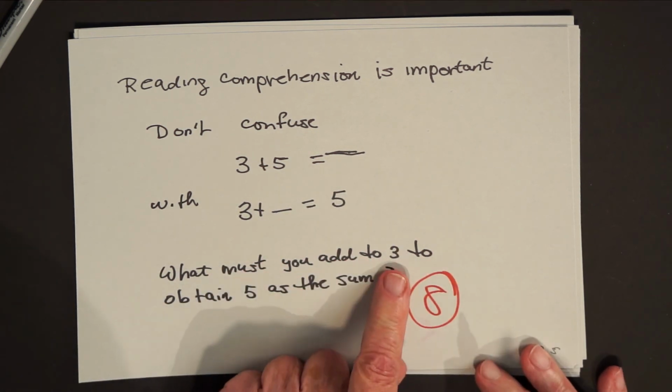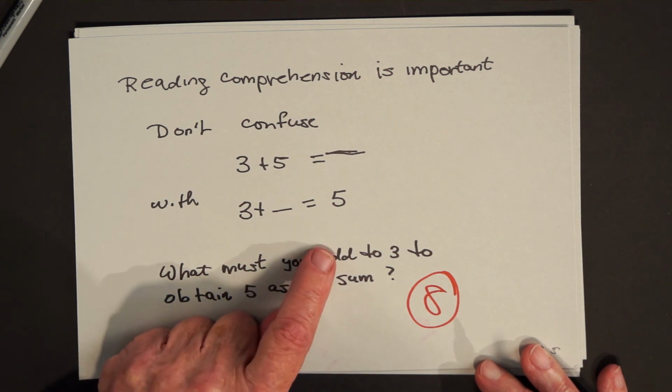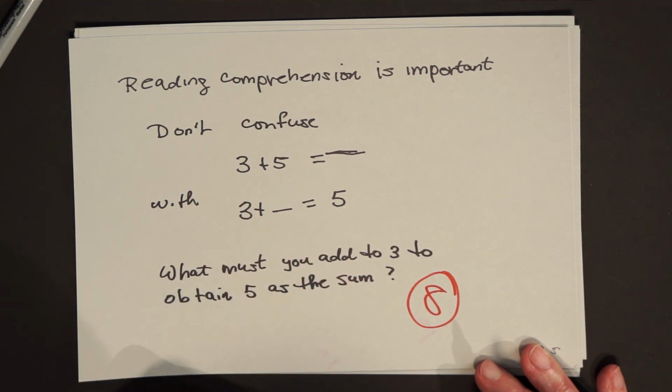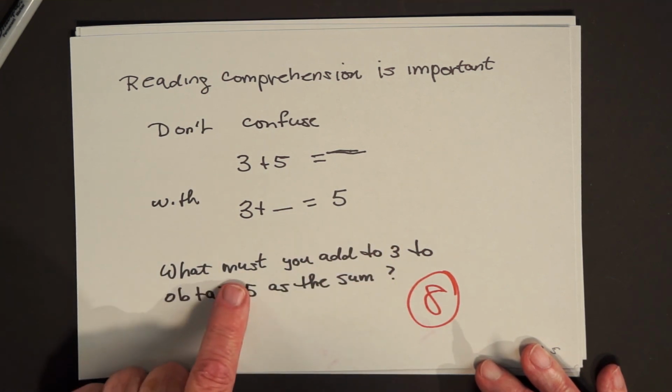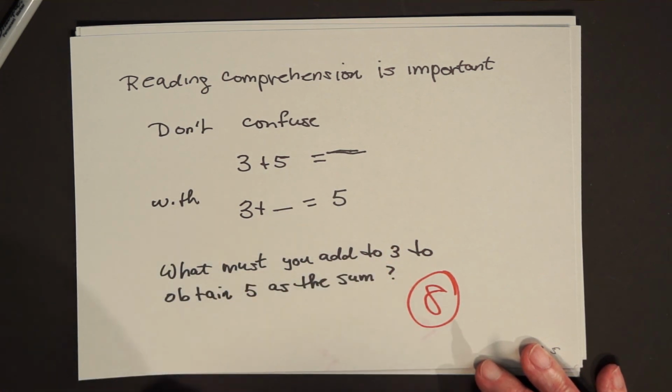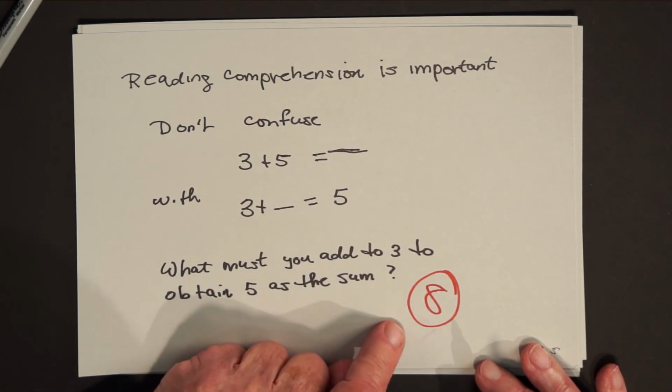Because the only 2 numbers they see are 3 and 5, and the only 2 clues they have are add and sum. So if you add 3 and 5, the sum will be 8. No, the problem says, what must you add to 3, not to add 3 and 5. What must you add to 3 to obtain 5 as the sum?